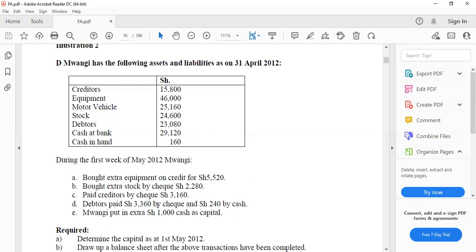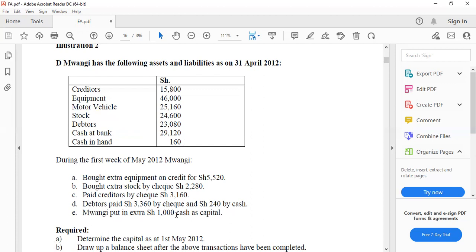Debtors paid 360 by check and 240 by cash. So these are debtors, they owe us the money. So they pay you that 360, meaning that the amount of debtors will reduce by that 360 and the amount in the bank will increase by that 360. And they also paid by cash, meaning that the amount of debtors will also reduce by 240 and the amount of cash will also increase by 240.